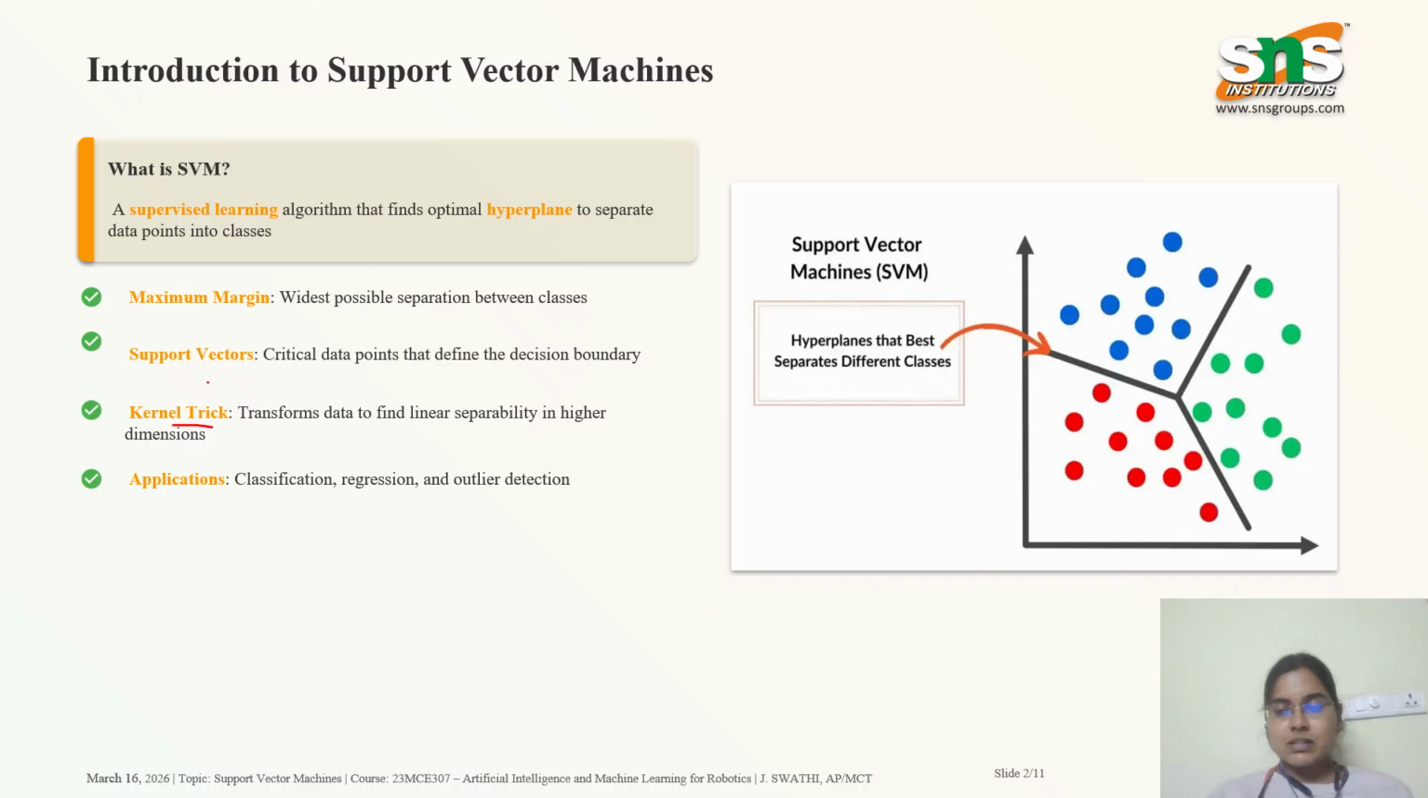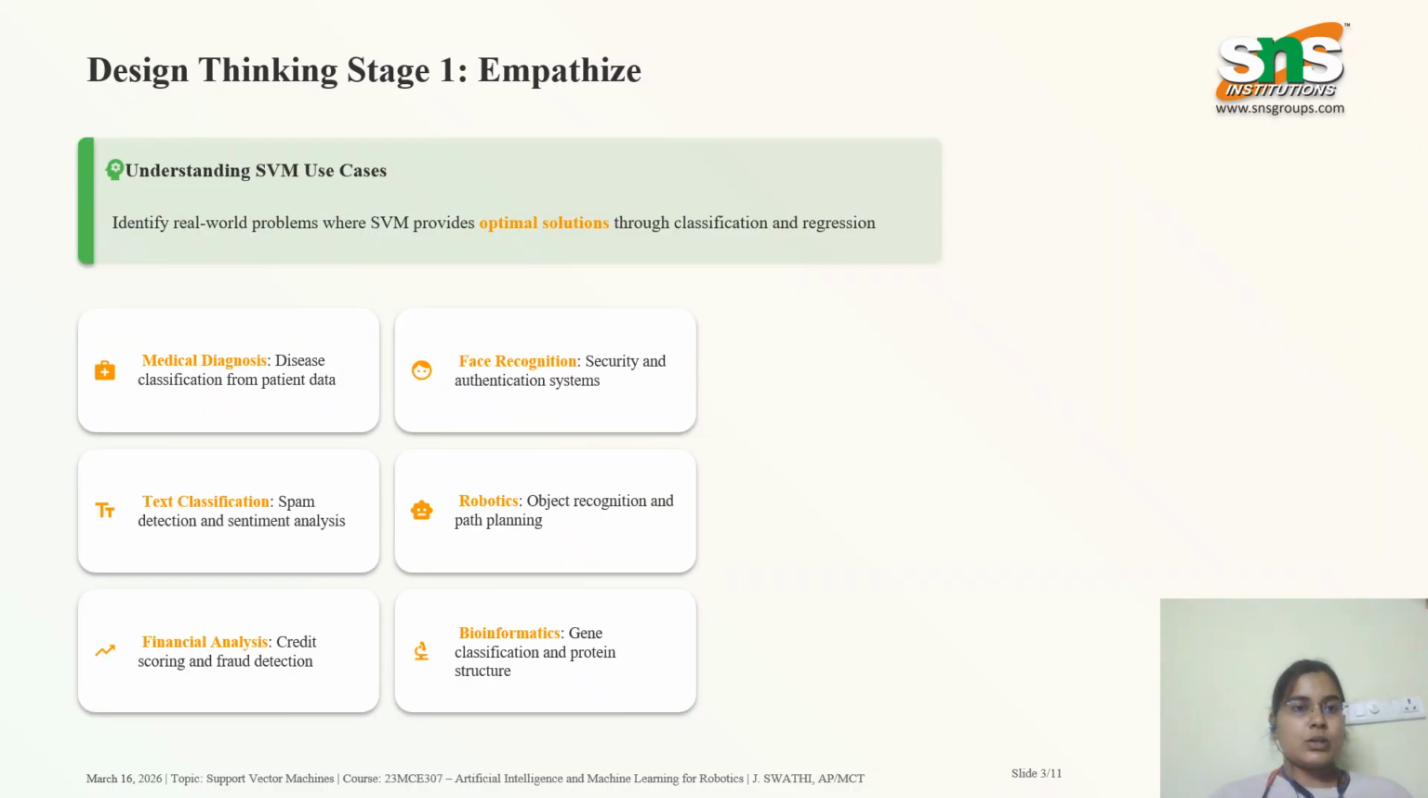For the applications, we can use it for classification, regression, and outlier detection. Coming to the real-world uses of SVM, we can use it for optimal solutions, mainly for classification, regression, and medical diagnosis like disease classification and grouping of patient data, face recognition, robotics, bioinformatics, text classification like spam or any other calls, and finance like credit scoring and fraud detection, etc. These are the basic real-world applications. From here we have to think about how it can be evolved, developed and used.